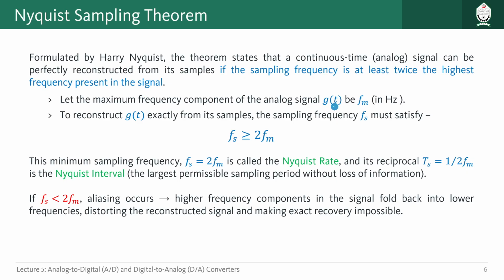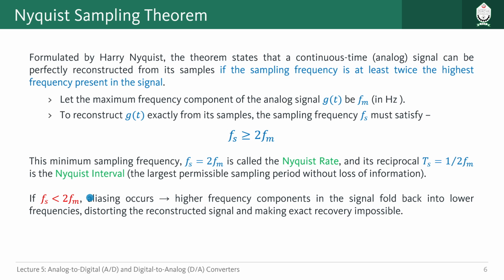So if the analog signal is g(t), and the highest frequency component of that is fm, then to reconstruct g(t) from its samples, the sampling frequency fs must satisfy fs greater than or equal to 2fm. The minimum sampling frequency, which is equal to 2fm, is called the Nyquist rate. So we have to take at least twice or greater than that for proper sampling, and the reciprocal of that is called the Nyquist interval. So what problem happens, let us discuss that.